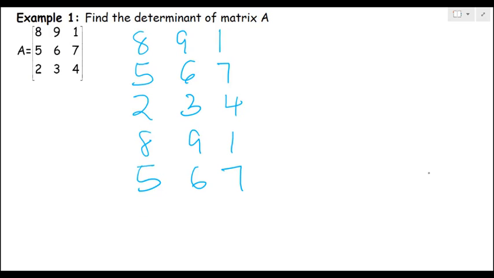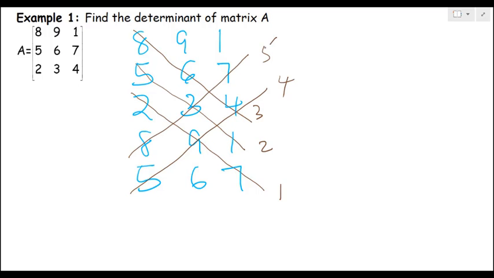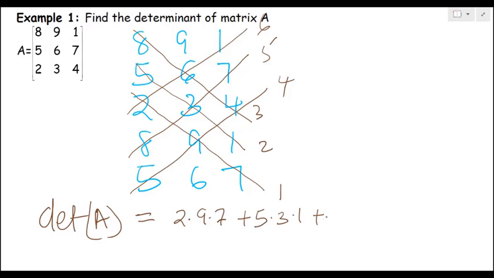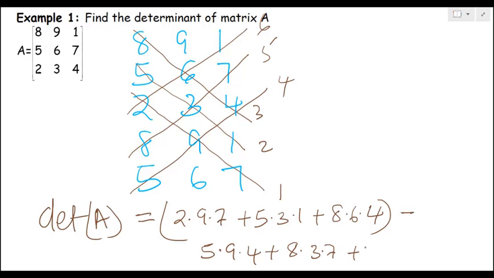We now consider the products along each of the diagonals. Our diagonals are 1, 2, 3, whereas on the other set we have 4, 5 and 6, which implies that our determinant of A is equal to the products of diagonals 1 plus 2 plus 3, that is 297 plus 531 plus 864, minus the second set, and the second set will give us 594 plus 837 plus the last value 261.